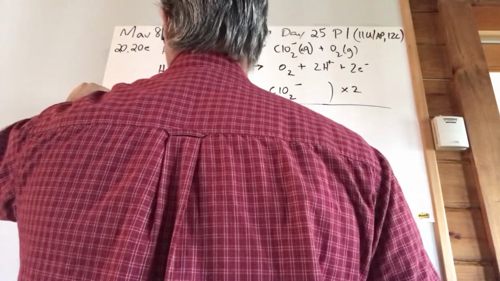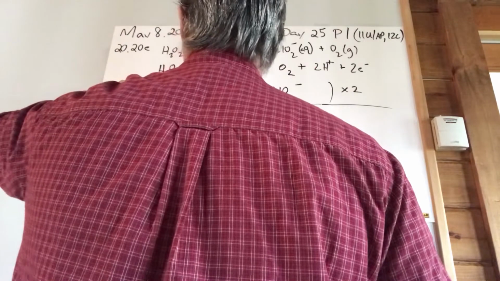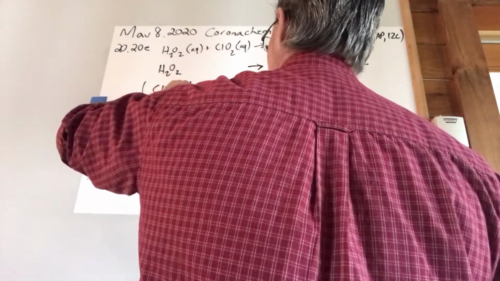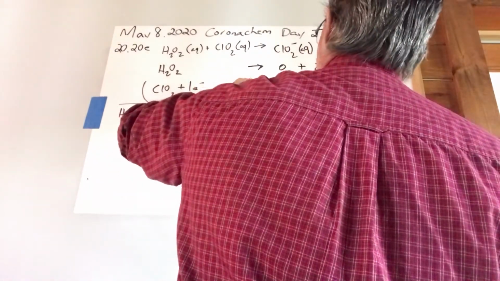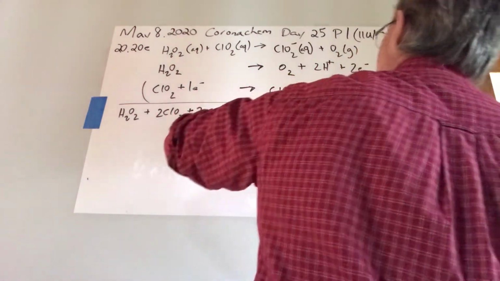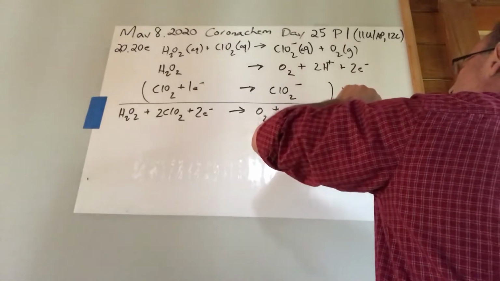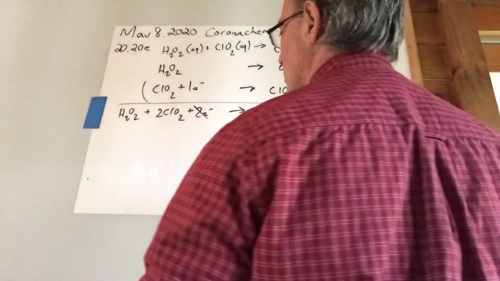We're going to get H2O2 plus 2ClO2 plus 2 electrons gives you O2 plus 2H+ plus 2 electrons plus 2 chlorites. Alright? And that allows you to cancel the electrons.